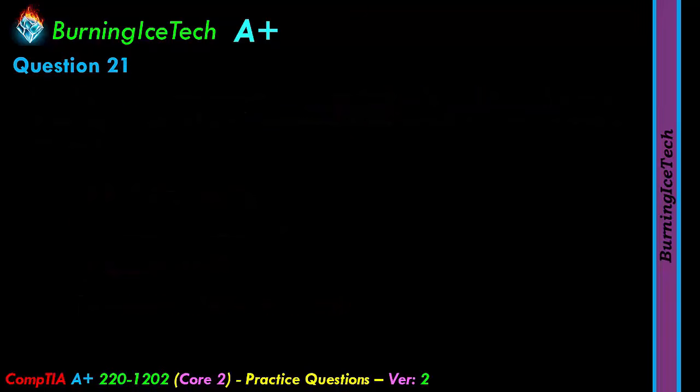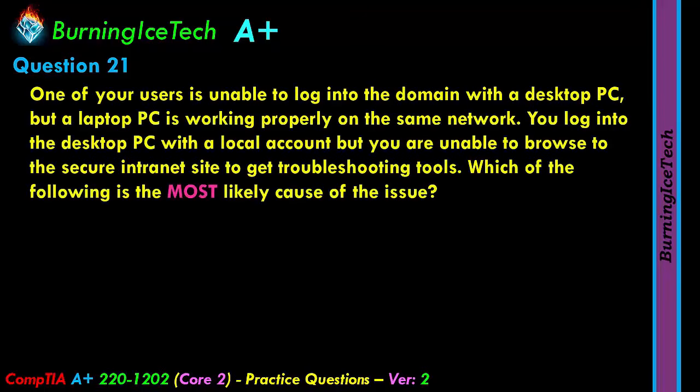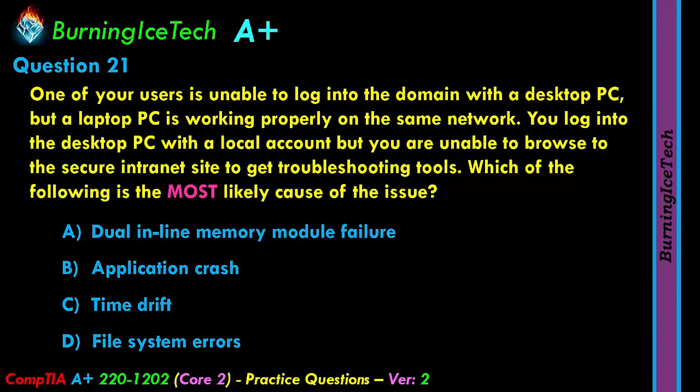Moving on to question 21, folks. One of your users is unable to log into the domain with a desktop PC, but a laptop PC is working properly on the same network. You log into the desktop PC with a local account, but you're unable to browse the secure intranet site to get troubleshooting tools. Which of the following is the most likely cause of the issue? Now please pay attention to the fact that I said intranet, not internet, not to be confused with one another. It's not the same thing, guys.